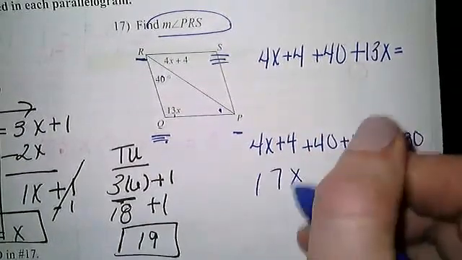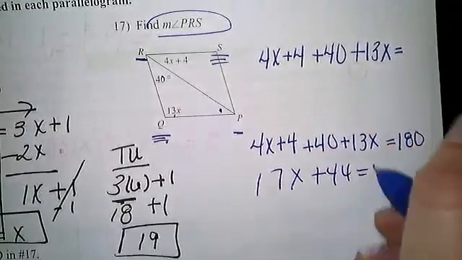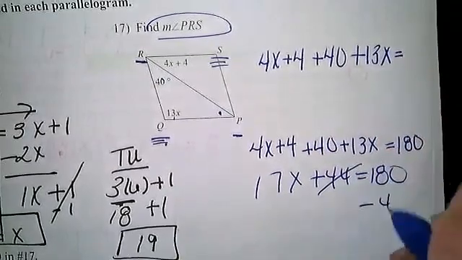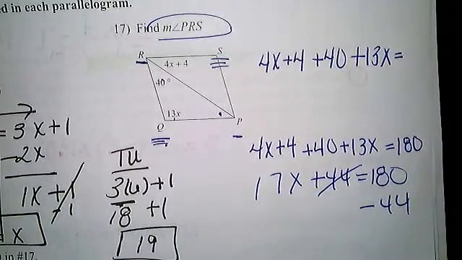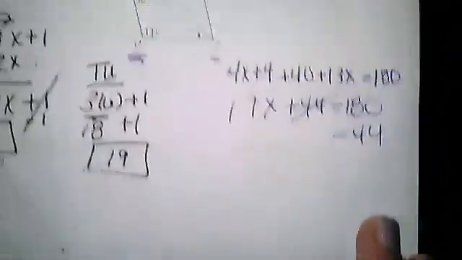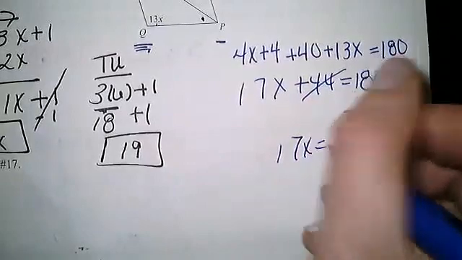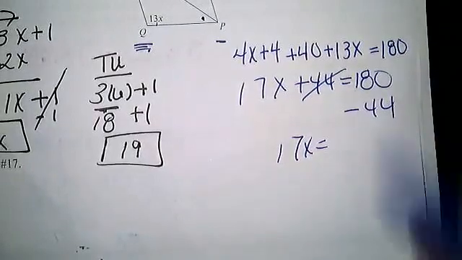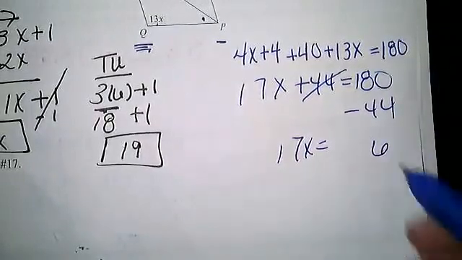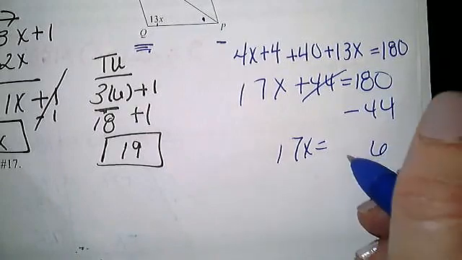It should be 17x equals 224. When you move that 44 over, it becomes negative. Remember that. Then solve it. We'll just go real quick. 17x equals 136, divided by 17, it comes out 8.